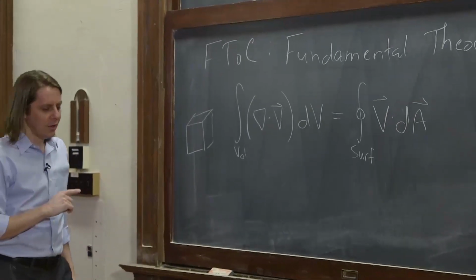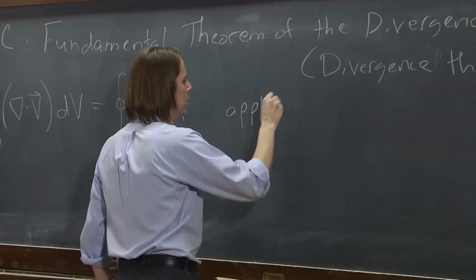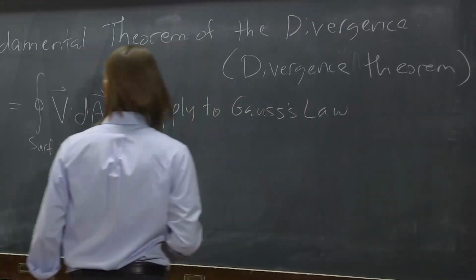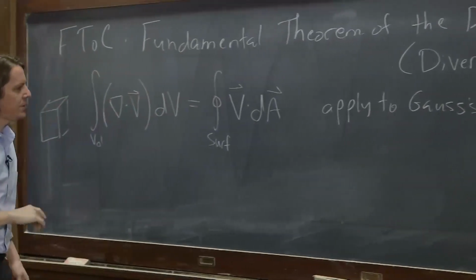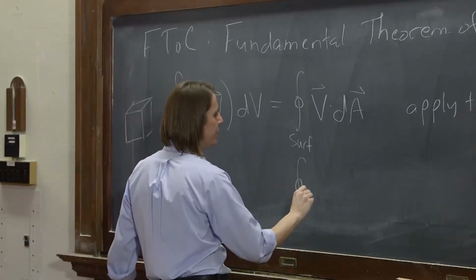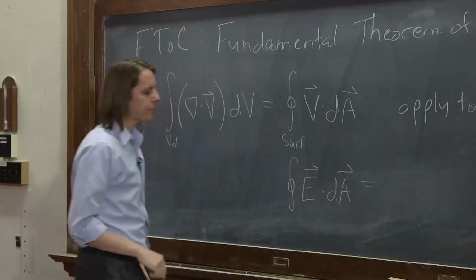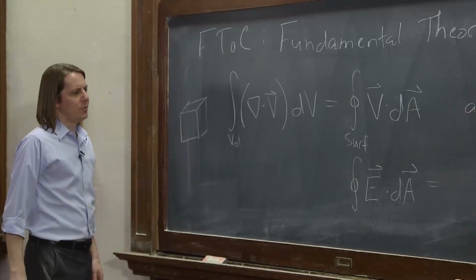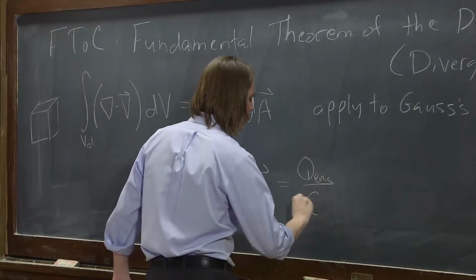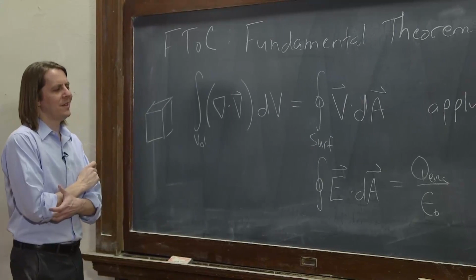So let's do that. Let's apply the divergence theorem to Gauss's law. All we've got to do is switch V to E. We already know this is Gauss's law. If we go around a surface and we have E dot dA, we know that is Q enclosed over epsilon naught. What we need to do now is think about Q enclosed.